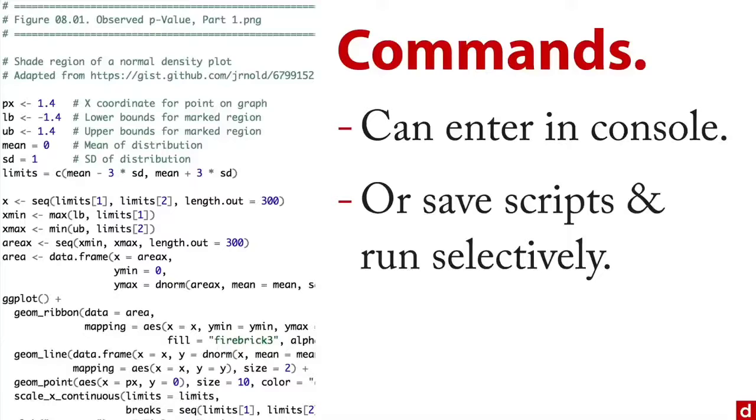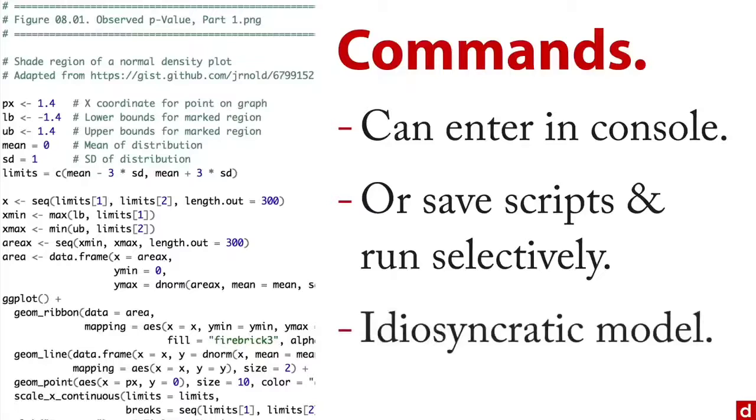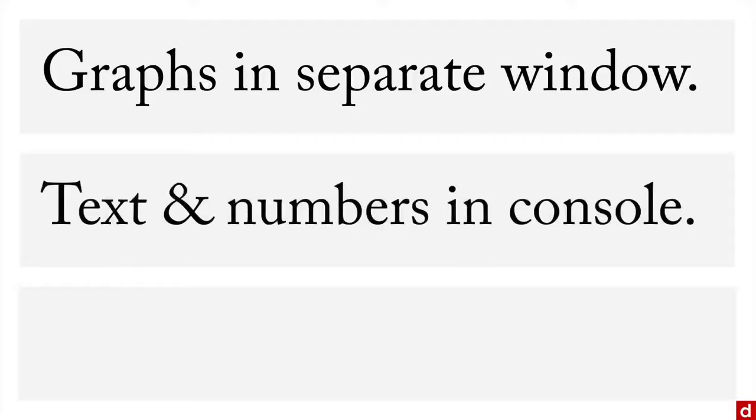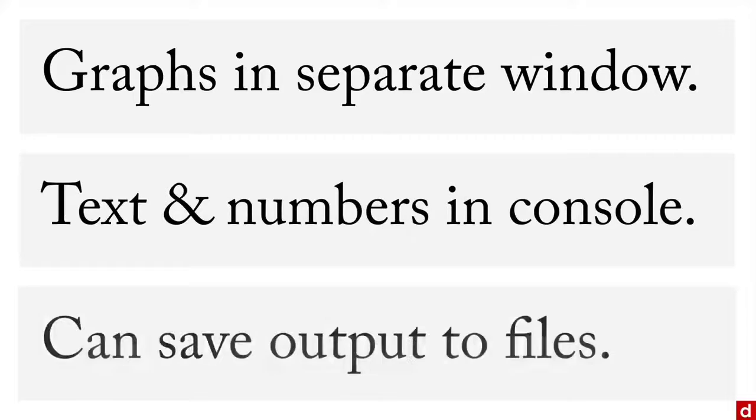No matter how you do it, if you're familiar with programming in other languages, then you're going to find that R is a little weird. It has an idiosyncratic model. It makes sense once you get used to it, but it is a different approach, and so it does take some adaptation if you're accustomed to programming in other languages. Now, once you do your programming and get your output, what you're going to get is graphs in a separate window. You're going to get text and numbers, numerical output in the console. And no matter what you get, you can save the output to files. So that makes it portable. You can do it in other environments.